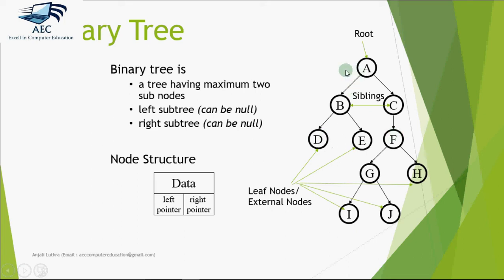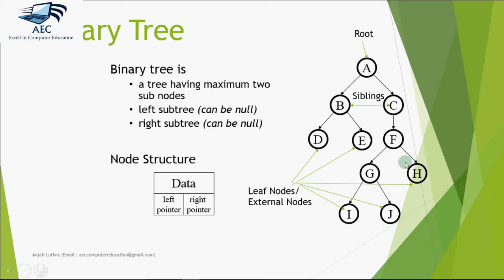So we start from here. This is level 0. Like this is level 1, level 2, level 3 and level 4. And height of the tree is counted as the total number of levels in the tree. So the number of levels in this tree are 5. So we'll say that height of the tree is 5.